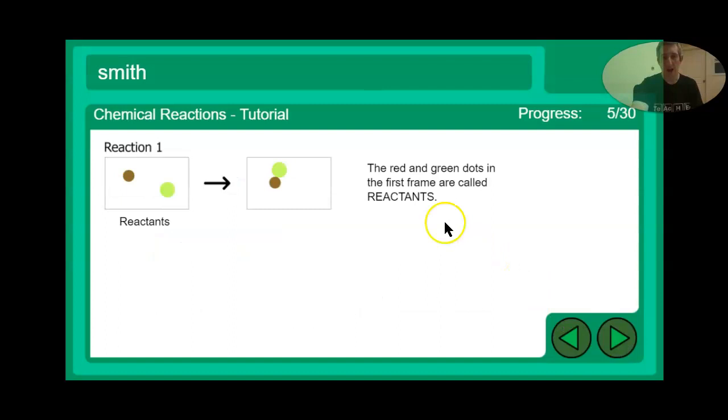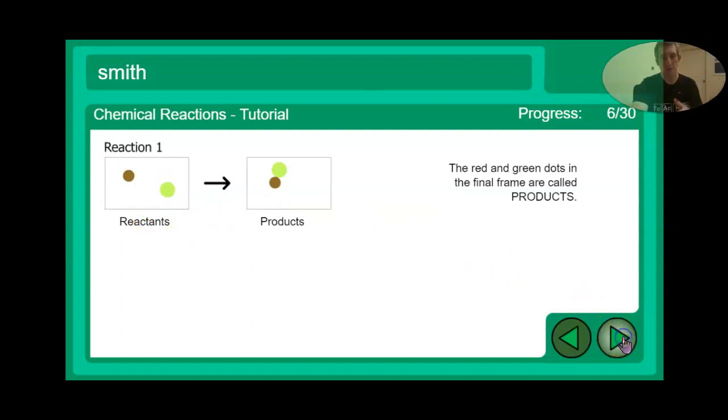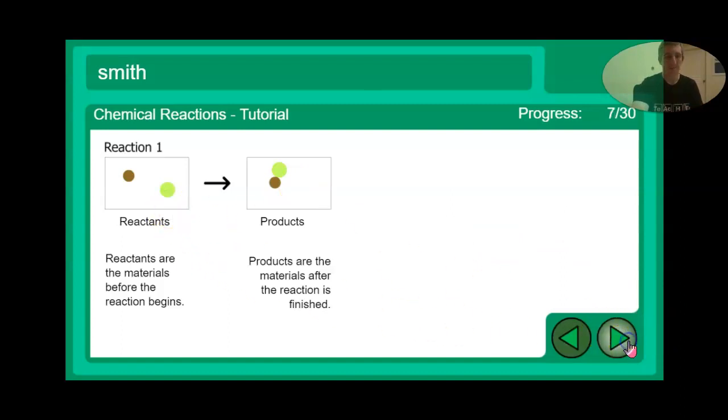So for this first reaction, the red and green dots are the reactants. So when they're apart, we have reactants on the left-hand side of the arrow, and then they're the products on the right side of the arrow. They are now together. So again, left-hand side reactants, right-hand side products. Products are produced, reactants react.